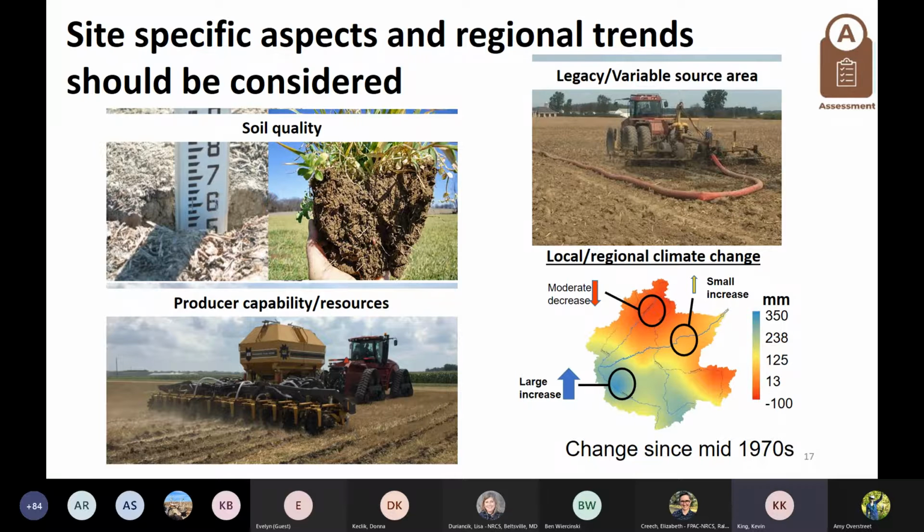In addition to field and in-crop assessments, site-specific and regional concerns should also be considered and may include soil quality, legacy sources and hotspots or variable source areas, a changing climate, and producer capabilities, to name a few. Now let's look at each of these in a little bit more detail.